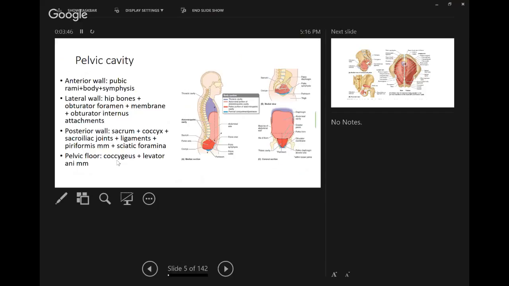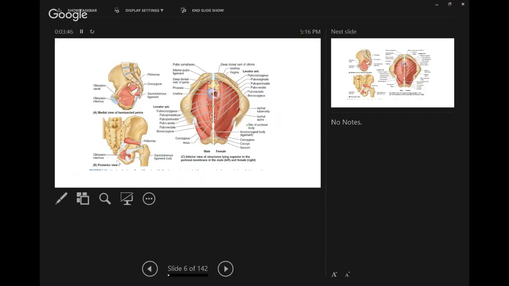All right, so this is a good illustration of it. With the levator ani, there are a couple of components to it, but the puborectalis is the closest one to the rectum, followed by the pubococcygeus and the iliococcygeus. The coccygeus muscle is at the back here. And they provide support for the whole abdominal viscera.